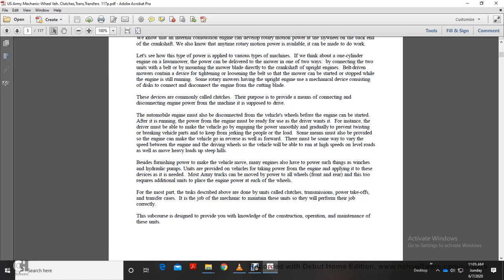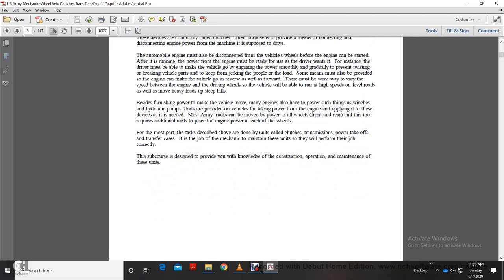The automobile engine must also be disconnected from the vehicle's wheels so that the engine can be started. After running, the power of the engine must be ready for use if the driver wants it. For instance, the driver must be able to make the vehicle go by engaging power smoothly and gradually, preventing twisting and breaking of vehicle parts and keeping it from jerking the people or the load. Some means must also be provided so that the engine can make the vehicle go in reverse as well as forward. There must be some way to vary the speed between the engine and driving wheels so that the vehicle will be able to run at high speed on level roads as well as pull heavy loads up steep hills.